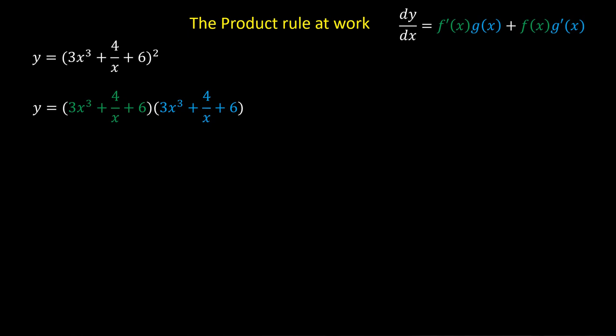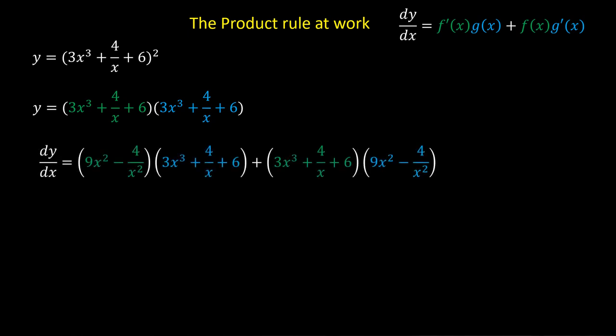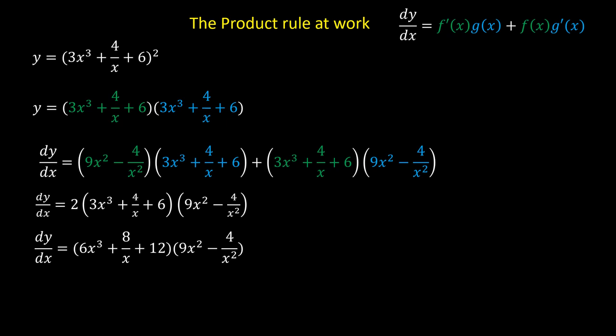So using the product rule, we get (9x squared minus 4 over x squared) times (3x cubed plus 4 over x plus 6) plus (3x cubed plus 4 over x plus 6) times (9x squared minus 4 over x squared). This equals 2 times (3x cubed plus 4 over x plus 6) times (9x squared minus 4 over x squared), which, as expected, is the exact same expression we got when we used the chain rule to differentiate this function. From here, we can fully expand the terms in the brackets to end up with the final expression 54x to the fifth plus 108x squared plus 48x minus 48 over x squared minus 32 over x cubed, as we did before using the chain rule.